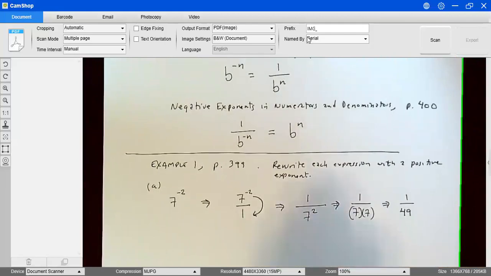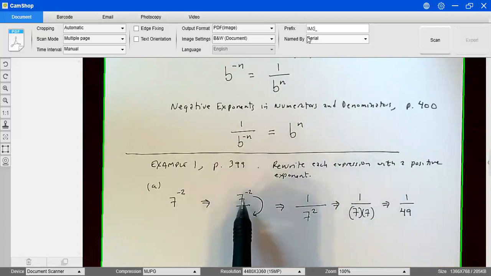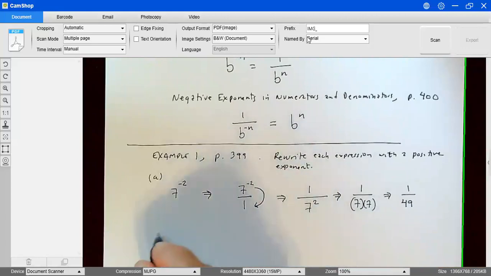So that's another reason to switch negative exponents to positive exponents, because in that way we are able to do some operations. Otherwise, it's very hard to understand how we're going to find the result of 7 raised to the negative second power. So let's work on the next problem.